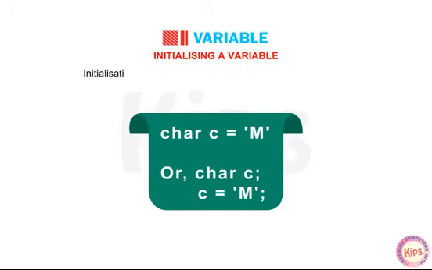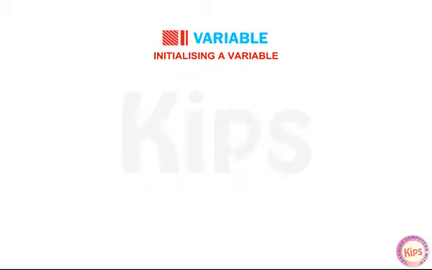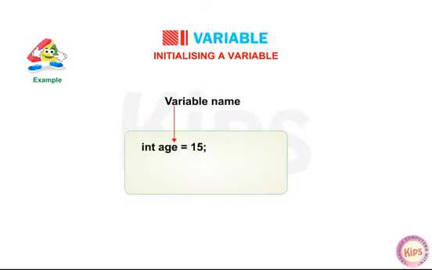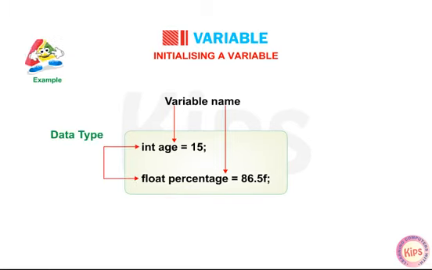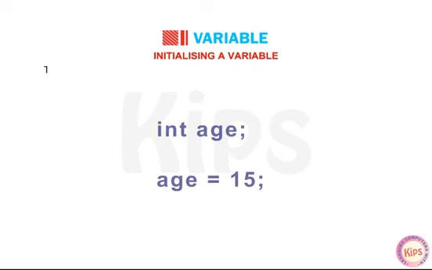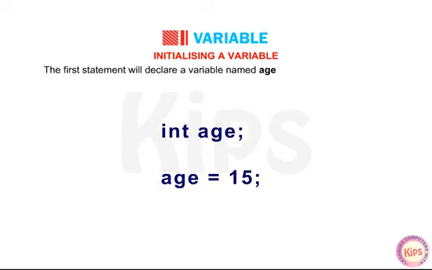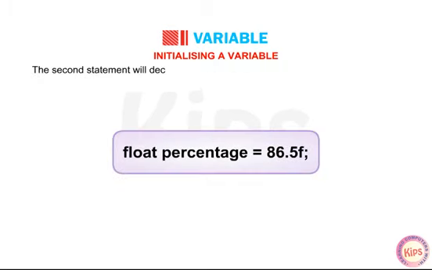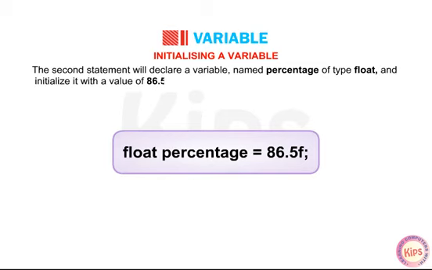Initializing a variable. Initialization is the process of assigning a value to a variable. To initialize a variable, we follow the syntax as follows. For example, int age = 15; float percentage = 86.5f; The first statement will declare a variable named age of type integer and initialize it with 15. The second statement will declare a variable named percentage of type float and initialize it with a value of 86.5f.